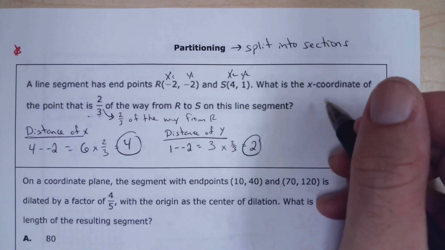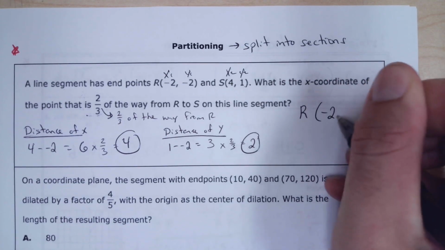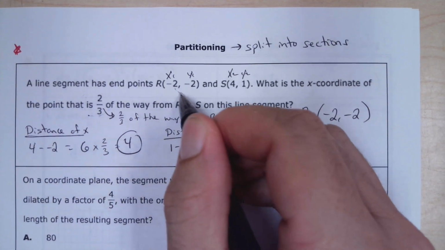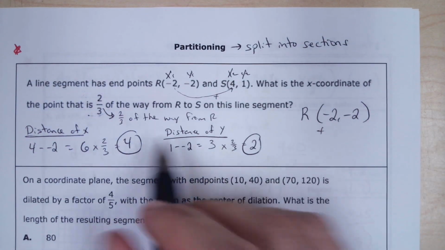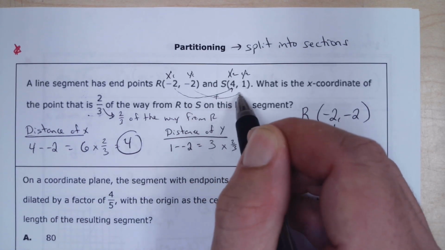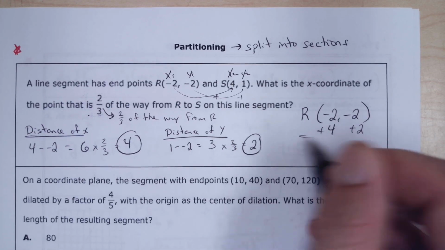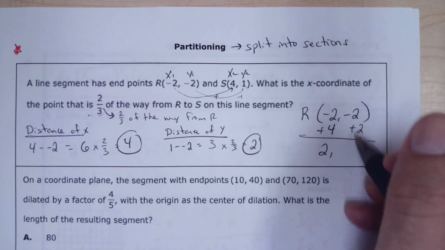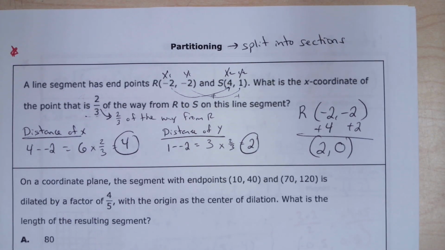Okay. So from R, so we go back to R, and R was negative 2, negative 2. All right, now if we're going from x to this x, we're adding. That's getting bigger. So we're going to add the x. That's 4. And if we look at our y's, we're going negative 2 to 1. That's also adding. So now we're going to add this 2. All right, so negative 2 plus 4, that's 2. And negative 2 plus 2 is 0. So our answer is 2, 0.